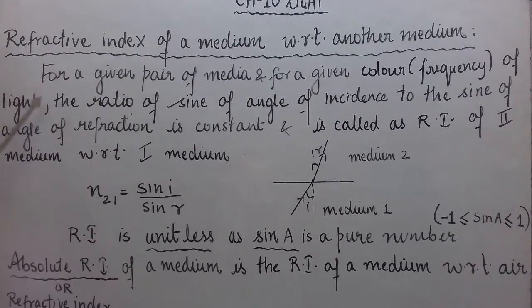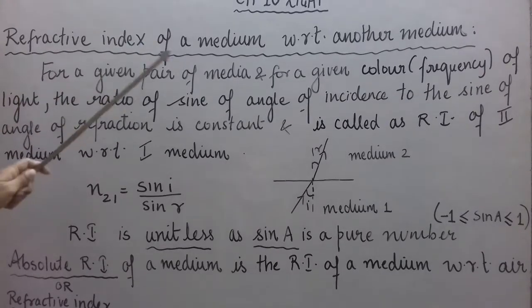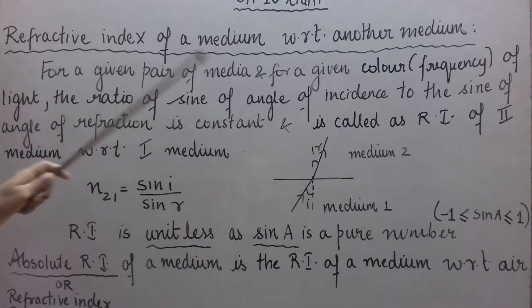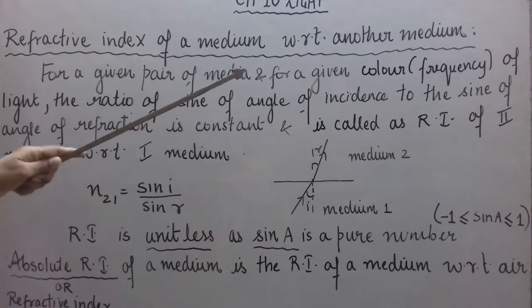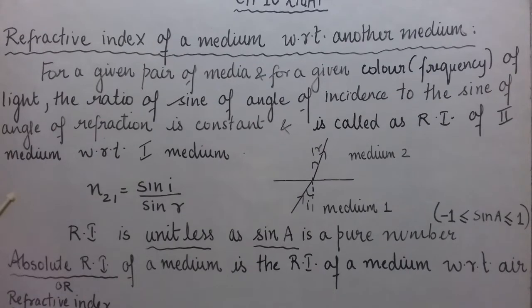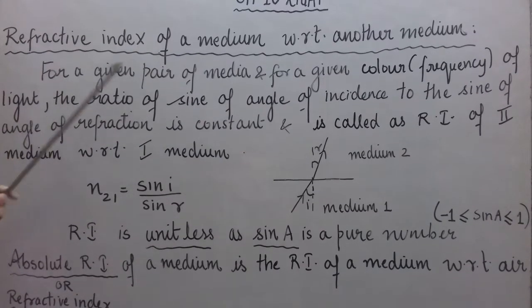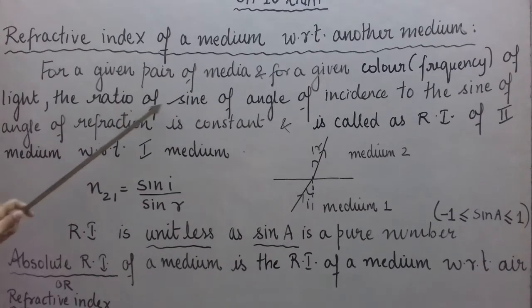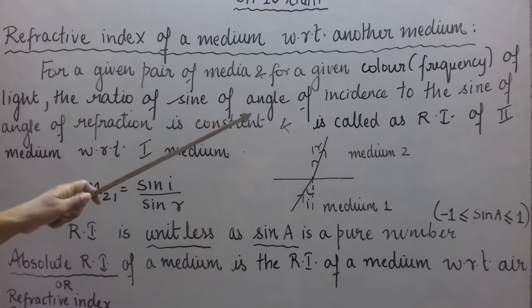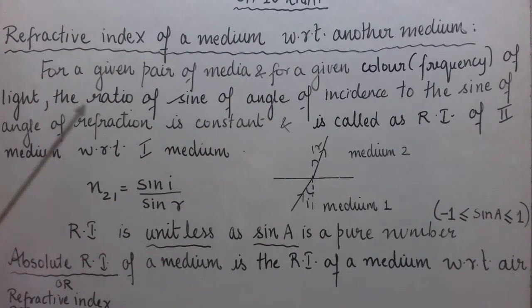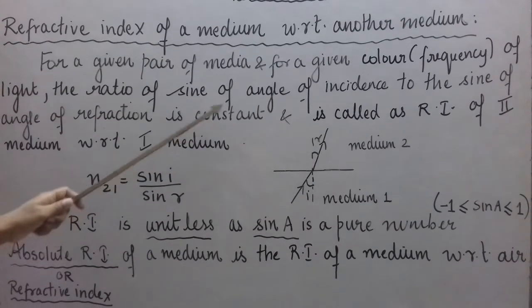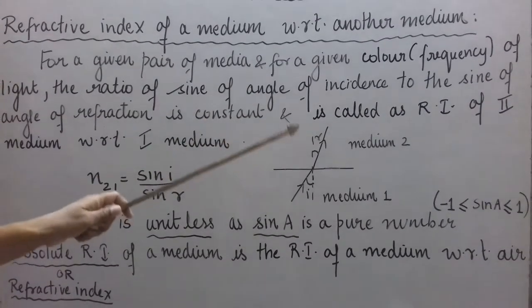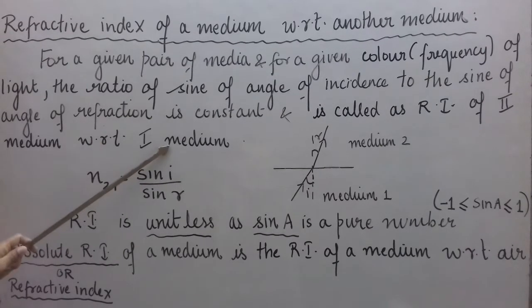Now let us see here, for a given pair of media and for a given color of light. In the bracket I have written frequency because different colors of light have different frequencies. So red color has one frequency, yellow color has another frequency. For a given pair of media and for a given color of light, the ratio of sine of angle of incidence to the sine of angle of refraction is constant and is called the refractive index of second medium with respect to first medium.